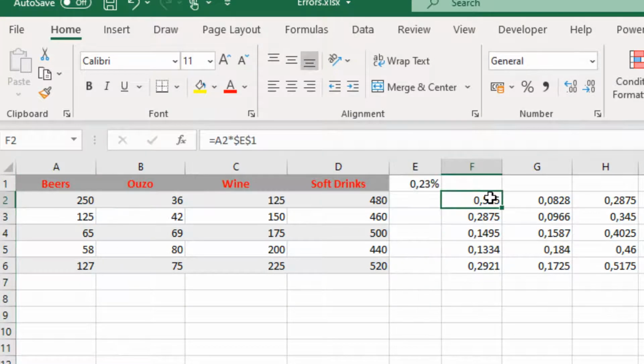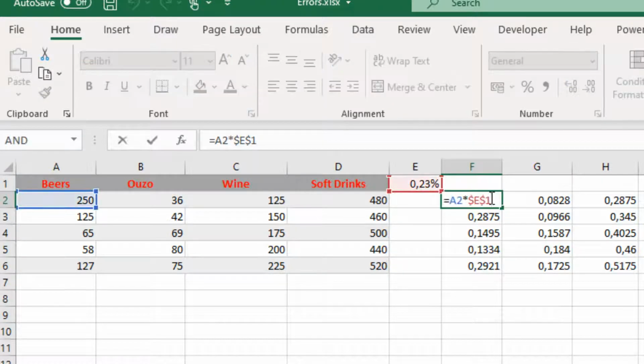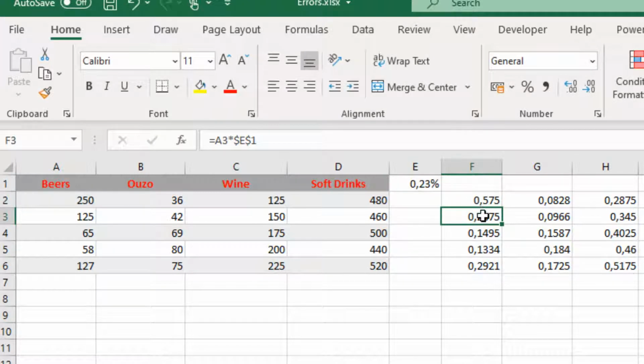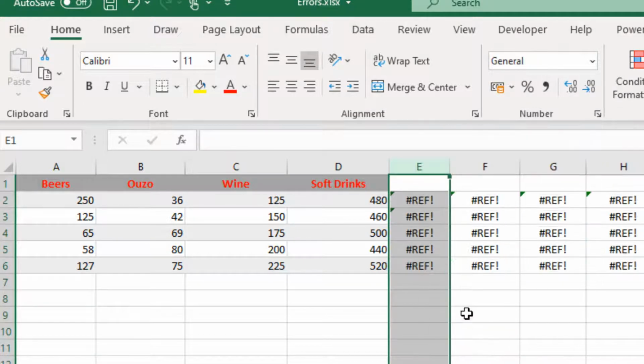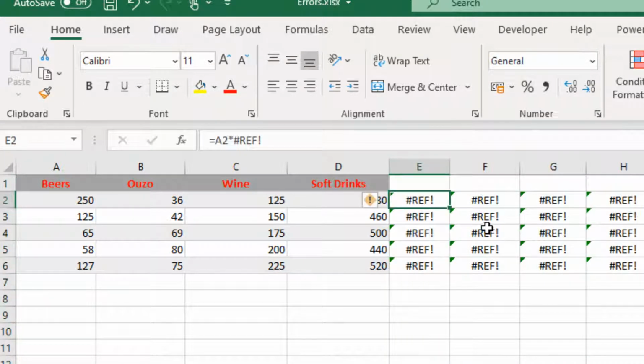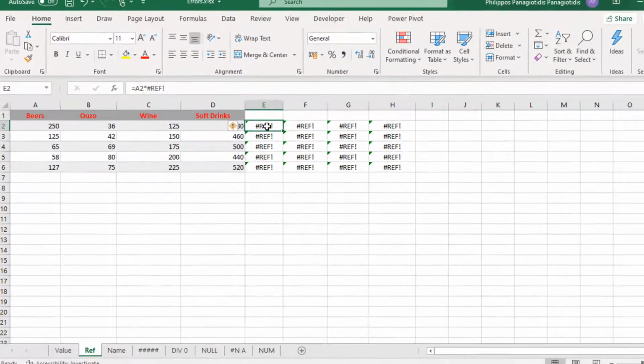Here, in the cell F2, I am dividing the cell A2 by the cell E1, which contains an absolute reference. The same stands for the rest of the cells that I have results. What happens though if by accident I delete the whole column E1? I will have the result #REF!, which means that I've accidentally deleted something the result was depending on.